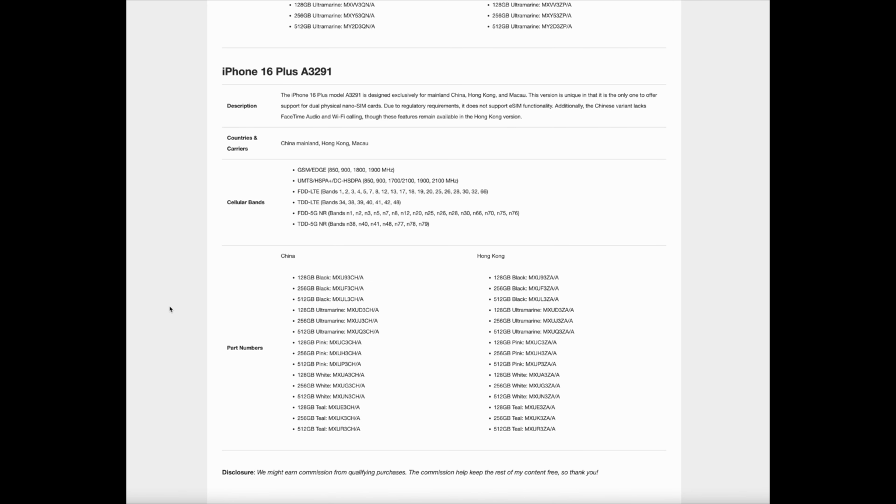The iPhone 16 Plus model A3291 is designed exclusively for mainland China, Hong Kong, and Macau. This version is unique in that it is the only one to offer support for dual physical nano SIM cards. Due to regulatory requirements, it does not support eSIM functionality. Additionally, the Chinese variant lacks FaceTime audio and Wi-Fi calling, though these features remain available in the Hong Kong version.